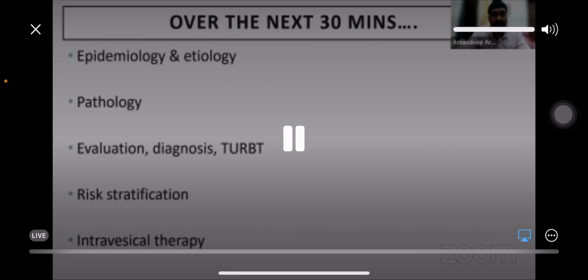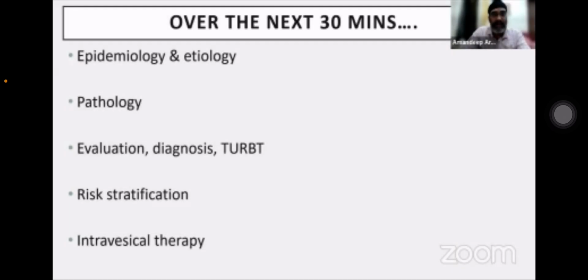In the next 30 minutes, I'll take you across very quickly over the epidemiology and etiology of bladder cancer, the pathology of non-muscle invasive bladder cancer. Then we'll go over the evaluation of a patient with hematuria, reaching a diagnosis of bladder cancer and NMIBC, the transurethral resection, risk stratification of such patients, followed by a discussion on intravesical therapy.